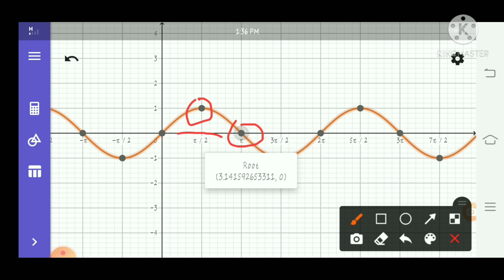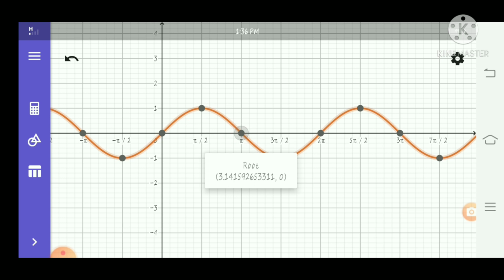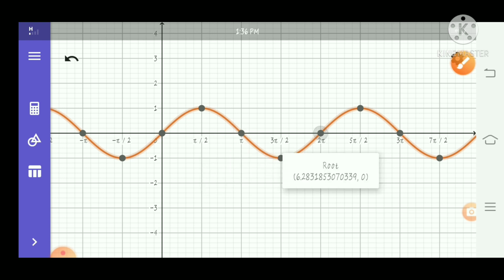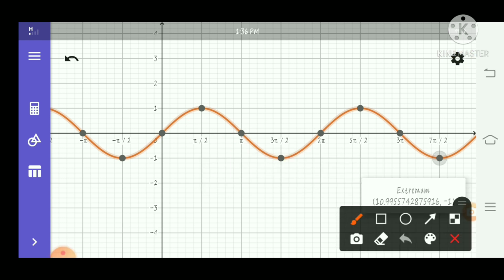And 3 pi over 2 and negative 1. And 2 pi and 0. The period is from 0 here, 0 to 2 pi.